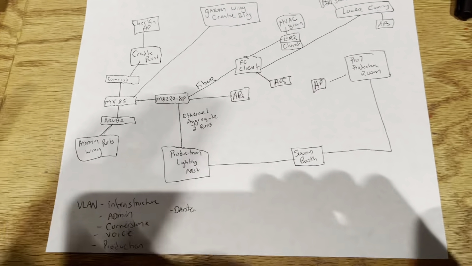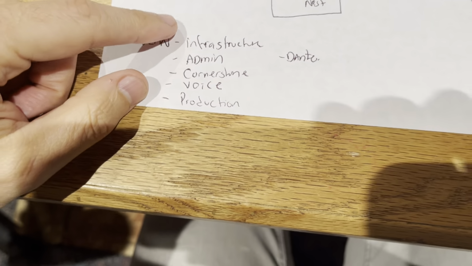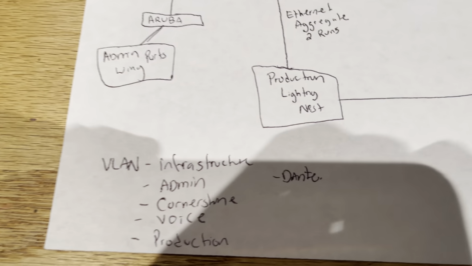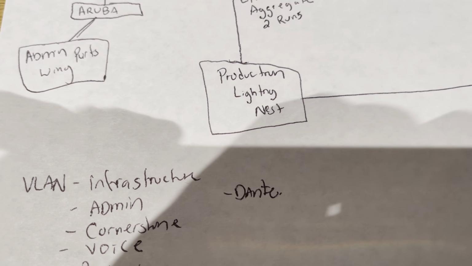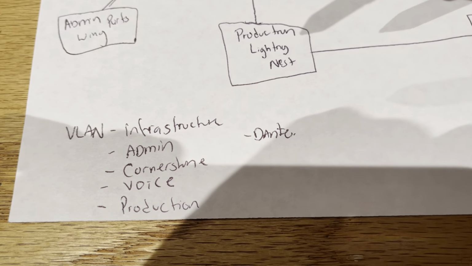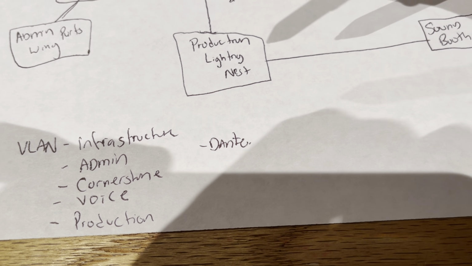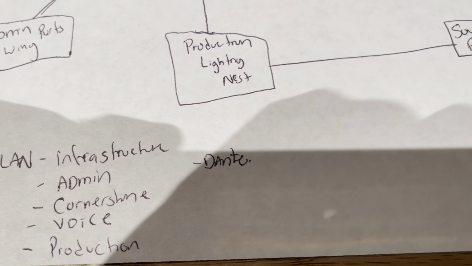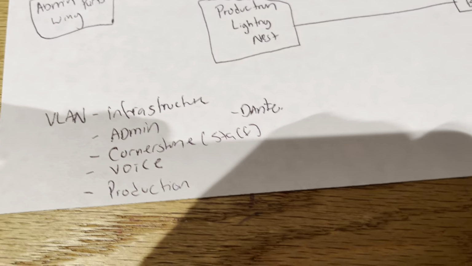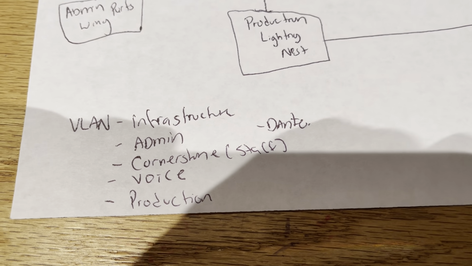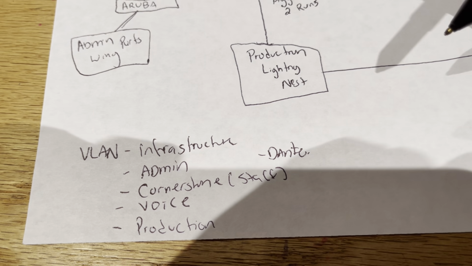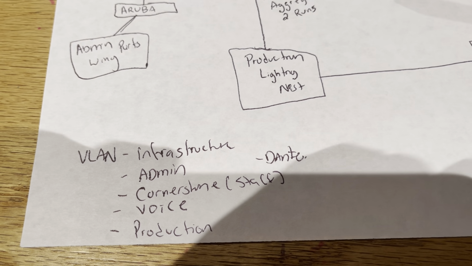So that's the overview of the network, and then I wrote down all the VLANs: infrastructure, admin, Cornerstone, voice, production, Dante. The infrastructure is basically just what all the switches are on. So all the switches are connected on the infrastructure VLAN, and then the admin is all your admin computers, and they have their own Wi-Fi. Cornerstone, and then Cornerstone staff, also staff, are two separate VLANs, but those are handled through Meraki, and they're actually just Wi-Fi networks, not actual hard-run VLANs. Dante, once again, a VLAN, and voice I talked about on the Aruba.